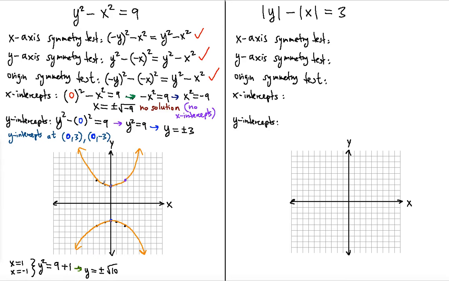Negative radical 7, negative 4, right? So let's see. Negative radical 7 is here, negative 4 is there, and that's exactly what we had. You see? For every single point, the origin symmetry will be confirmed. The origin symmetry means that whatever you get here, you will get a mirror image in quadrant 3.